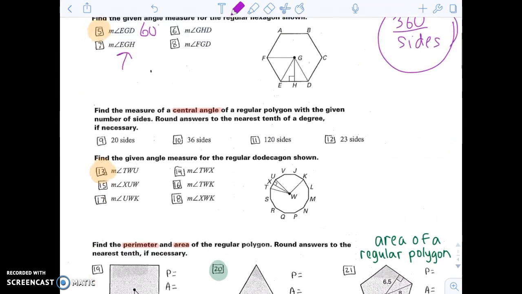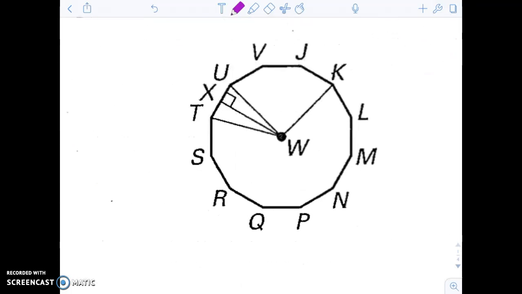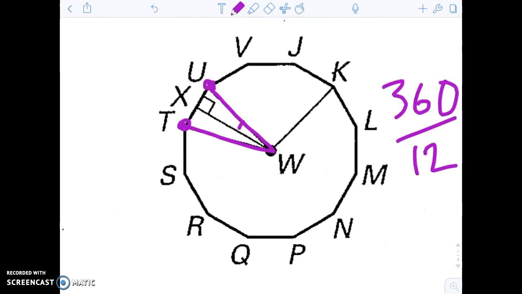So down here, when I get to a dodecagon, number 13 says find angle TWU. If I go from T to W to U, I can see that this is in fact a central angle. So if I want to find that one, I take 360 divided by the 12 sides it has, which gives me this one angle right here at 30 degrees. If I wanted to go a little bit further and just figure out this side of that 30 degree angle, I could take 30 divided by 2, and then I have 15 for that one.